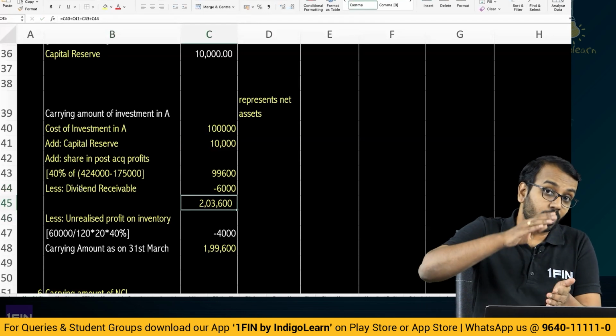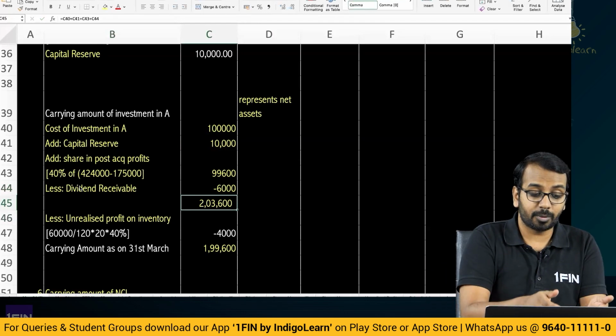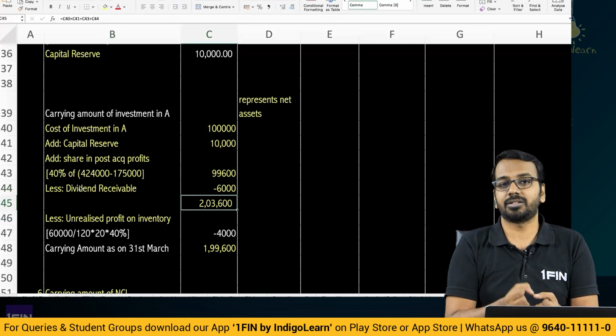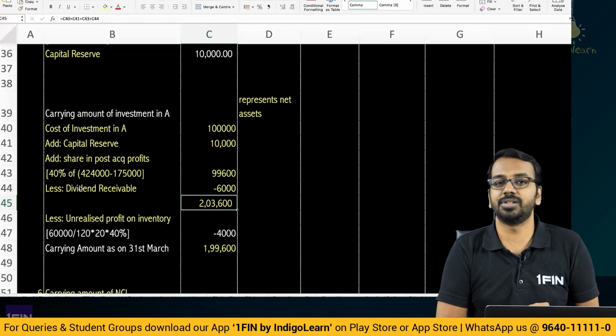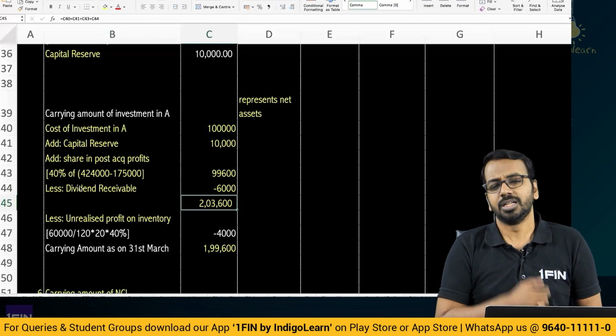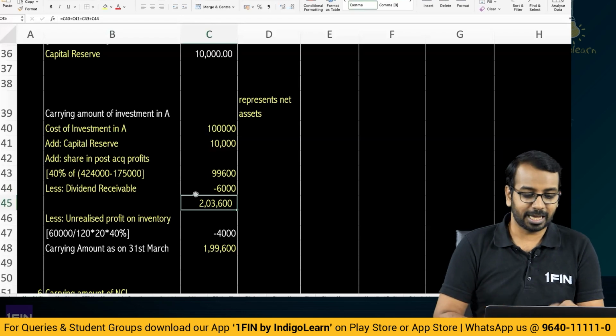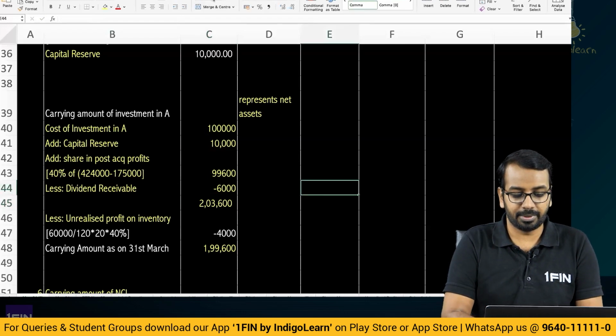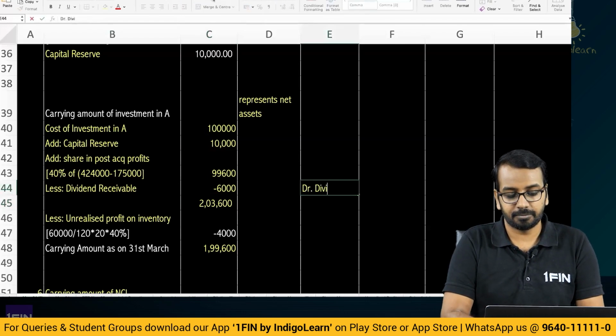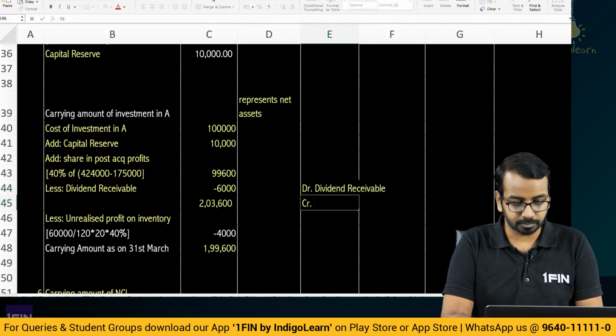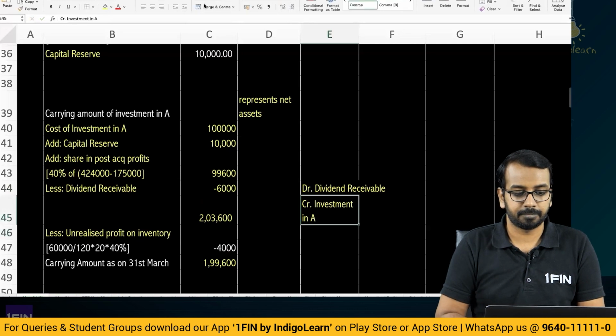Now please remember, the corresponding impact is what? From A Limited, I have to receive dividend. So I will say dividend receivable. So what if already received? I will increase my cash balance. So here it will be debit dividend receivable, credit investment in A. Okay, debit.